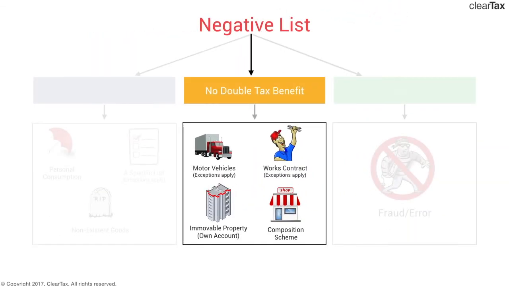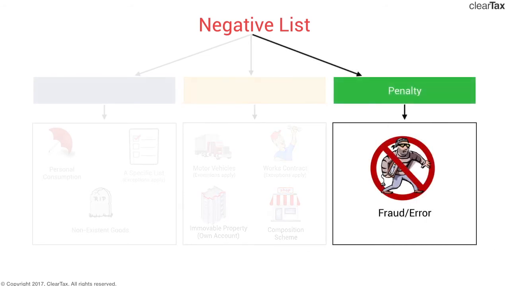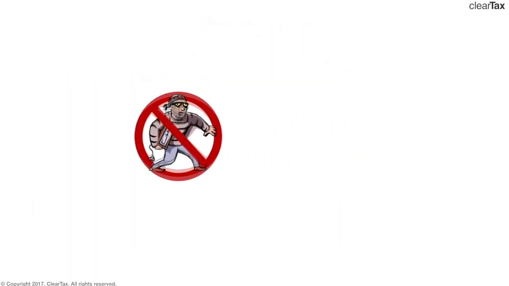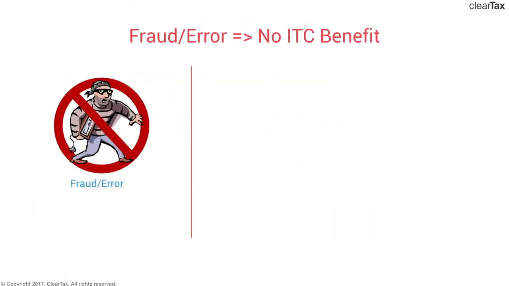The last reason that we had was penalty, and there's only one item in that list, fraud and error. Basically, what this item broadly says is that if you have to pay any additional taxes on account of either fraud or error, then you cannot really claim input tax credit on that component of tax that you have paid additionally. There are 3 instances under which you'll have to pay additional tax on account of fraud or error.